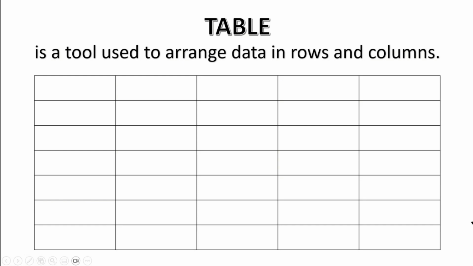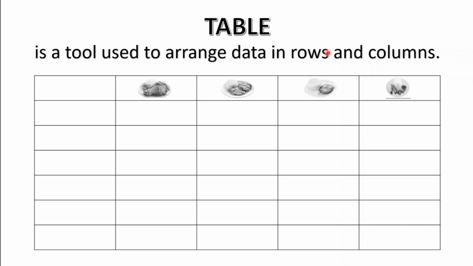The table is a tool used to arrange data in rows and columns. So, your main keyword here are the words rows and columns. When you see those words, table should be implied automatically. How do we use this?